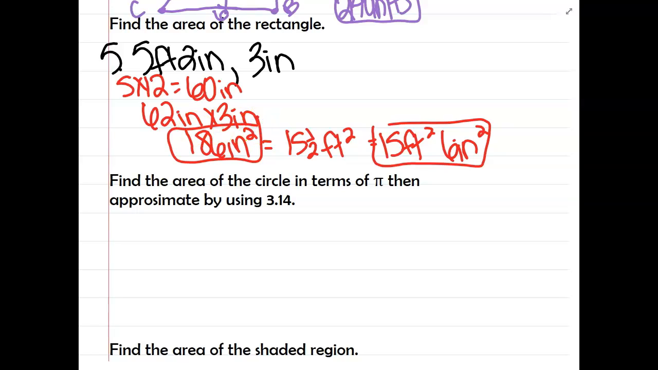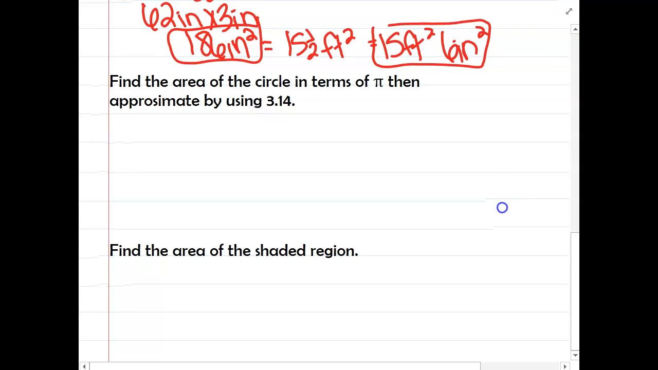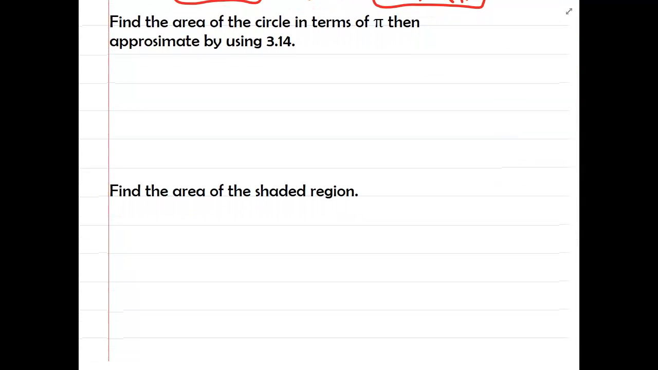Now we're almost done. Like I said, none of it's, I don't think, super difficult, but it is kind of a lot. You guys have questions so far? Okay. Now for these ones, we want to find the area of the circle. Area of the circle, okay? It says we first want to find it in terms of pi, and then approximate by using 3.14.